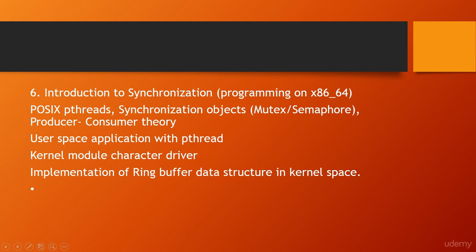Next one is synchronization. I'll talk about POSIX threads, synchronization objects. We will use either mutex or semaphore. I will explain the producer-consumer threading model. We will basically write a user space application and also a kernel module to utilize the concept. We will also implement a ring buffer or circular buffer in kernel space to store our data.